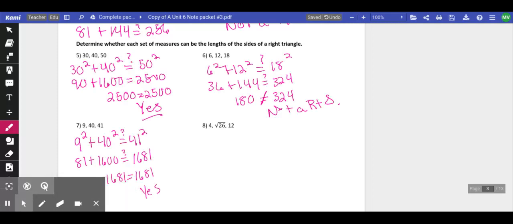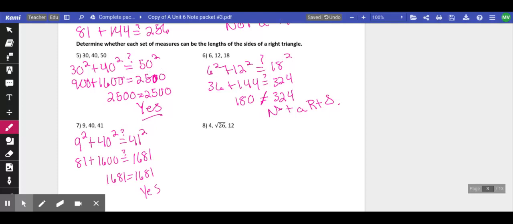So when I do number 5, it's 30 squared plus 40 squared equals 50 squared. 30 squared is 900. I forgot zeros. 40 squared is 1600, and 50 squared is 2500. 900 plus 1600 does equal 2500. So the answer is yes, it's a right triangle.